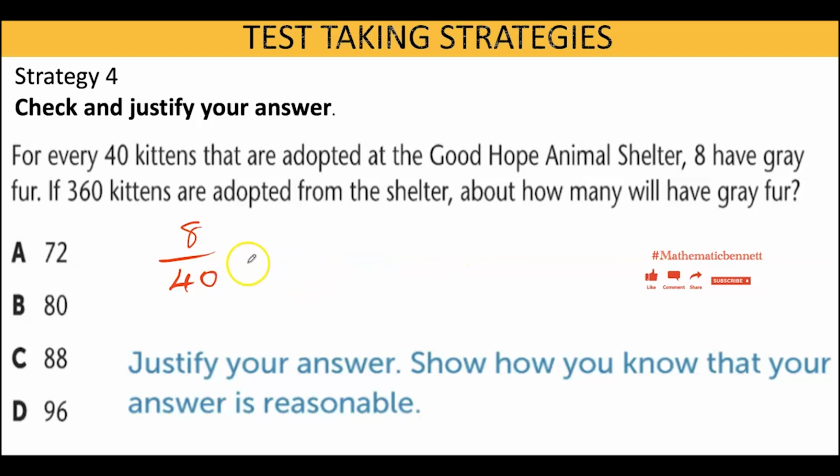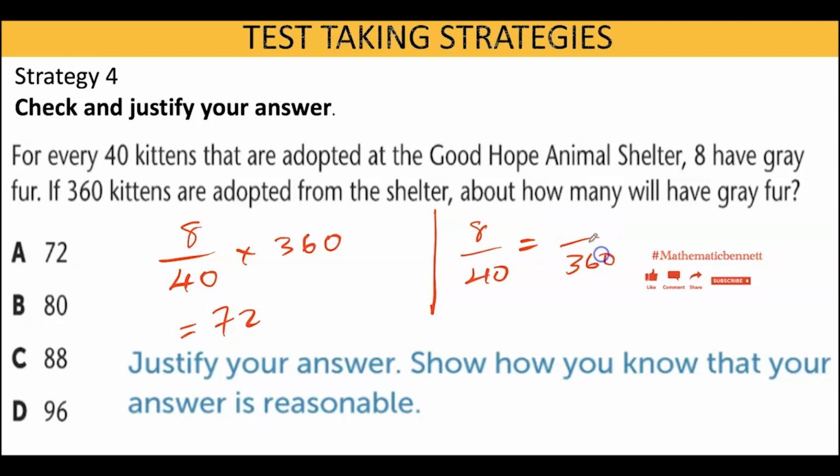Alright, so we could use this method to do it. So we could multiply by 360, and we see that we would get 72. So this is one method we could use to do it. We could also set up a proportion. 8 over 40 would be equal to how much over 360? And we cross multiply, we get 40x would be equal to 2,880. Dividing both sides by 40, you see that x would be equal to 72.